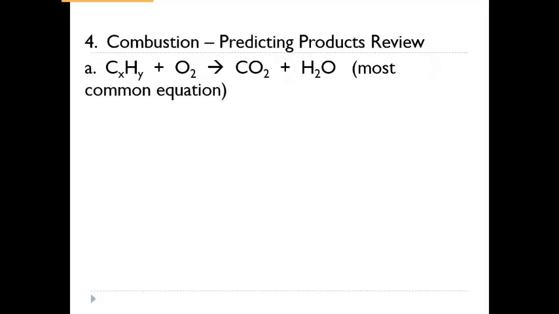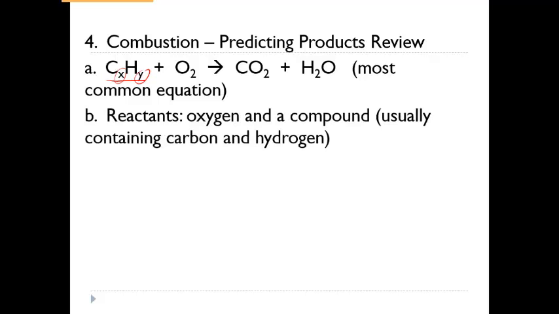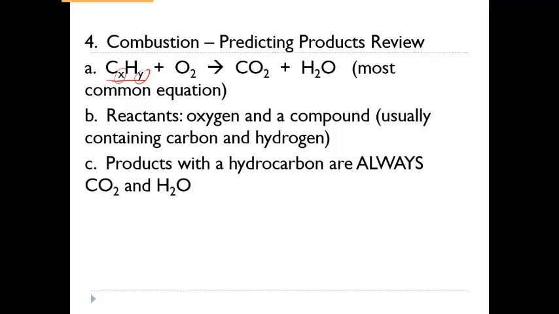To finish up combustion reactions, just as a review, this is the most common equation for combustion reactions. We normally will have a hydrocarbon, so however many carbons and hydrogens that might be, changes from equation to equation, but we're always going to have oxygen and some other compound as our reactant, and in our products, if it's a hydrocarbon, we're always going to have the carbon dioxide and the water. And those are the ones that you're going to see the most of, the hydrocarbon examples.